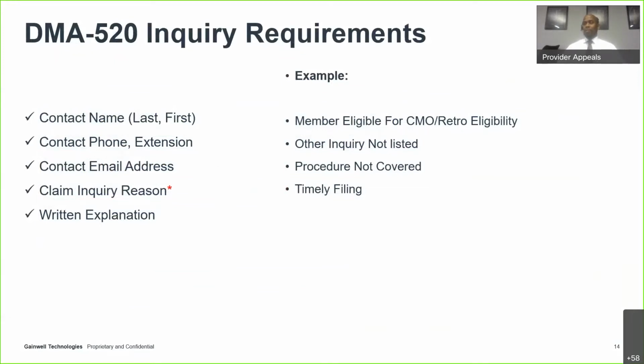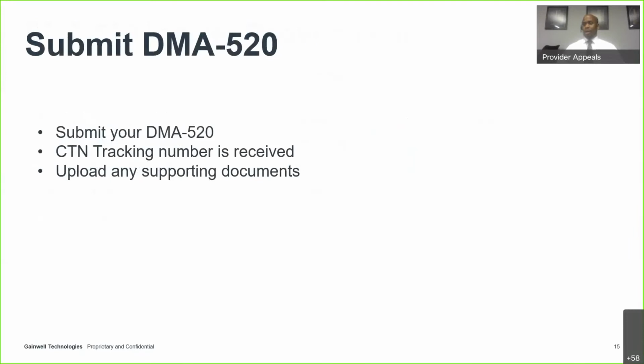All right, so again, some contact information. You want to make sure it's there and it's clear and it's current. Email addresses, the reason for your DMA 520. Put in a clear explanation. If you have some EOBs that you need to attach, or specific procedure codes that we need to look at, tell us specifically what it is that we need to be looking at or review. And please give us an explanation as to why you believe that your claim denied incorrectly. All right, so again, submit your DMA 520, keep note of your tracking number and the claim number that it pertains to, and then your supporting documentation.